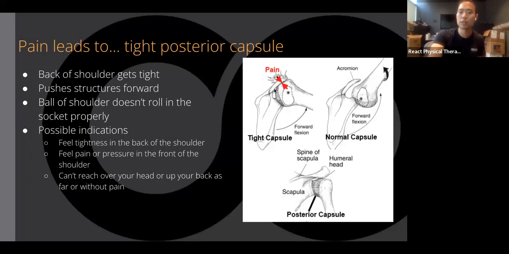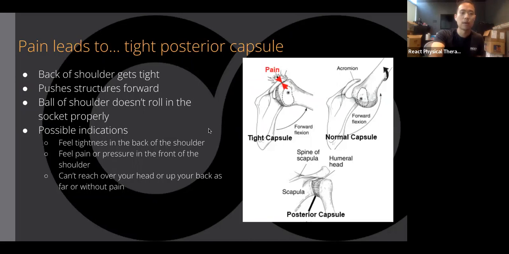So there are some structures that actually roll in here. It's not necessarily the bones hitting each other, right? This is where your rotator cuff tendon may come through. There's a bursa, which is a fluid-filled sac. And so that can cause pain, right?